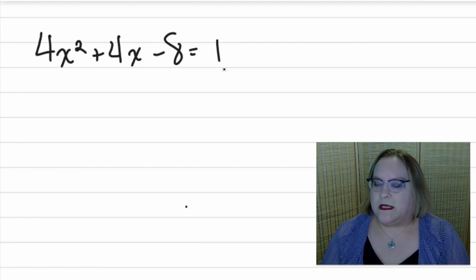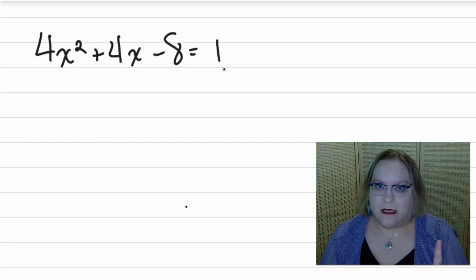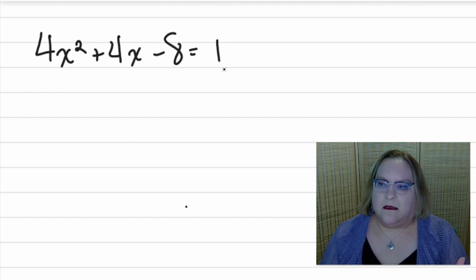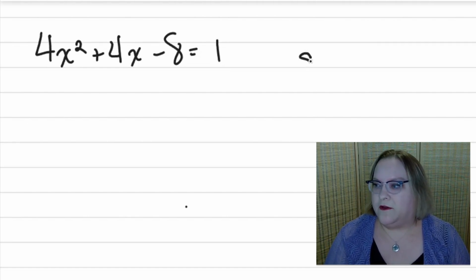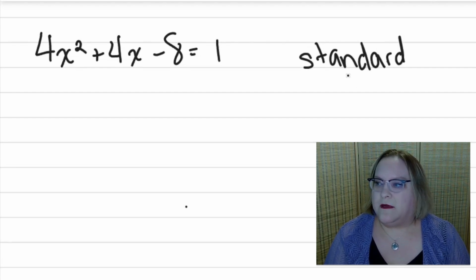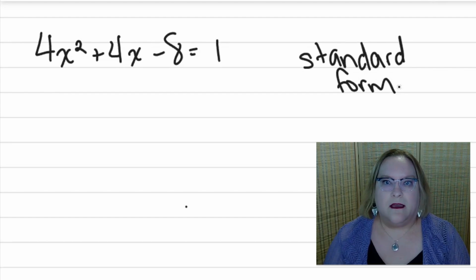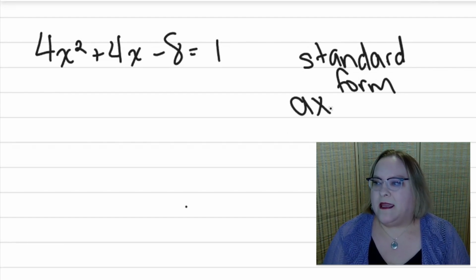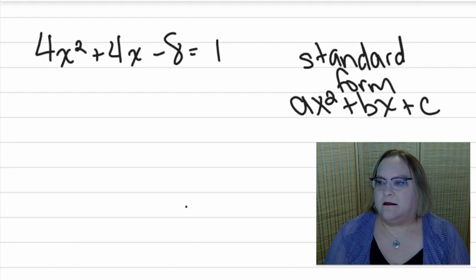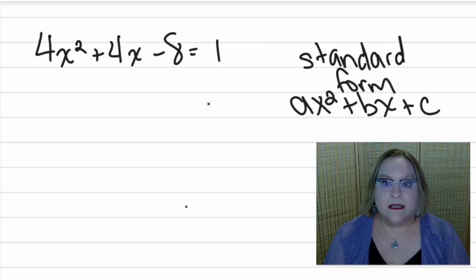The point of this one is you need to make sure that you are doing the standard form first. Standard form, remember, is the best way to set up your quadratic equation. That means that I need to have ax squared plus bx plus c. The only thing out of place here is the 1.